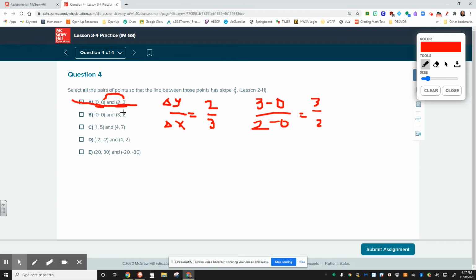Looking at the next one, they just switch the coordinates around. This one would, but I want you to go ahead and keep going on the rest of these. 7 minus 5 and 4 minus 1. 2 minus -2, 4 minus -2, -30 minus 30, -20 minus 20. Check them all out. They all have to have a slope of 2/3. Make sure that you can go ahead and go through all of those to determine which ones actually equal 2/3. If you get stuck, let me know. I'd be happy to help you out.